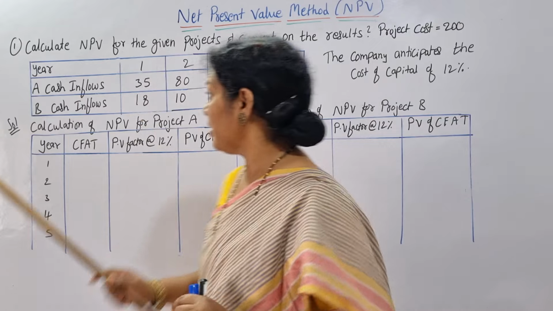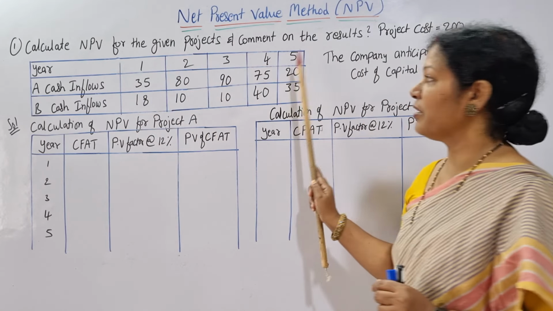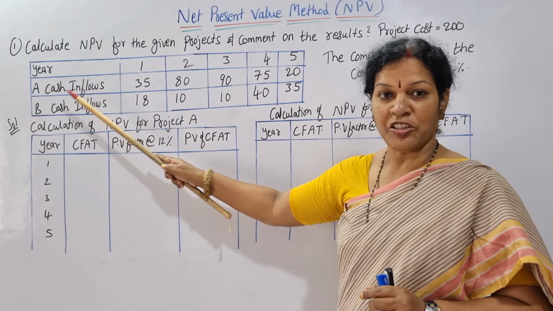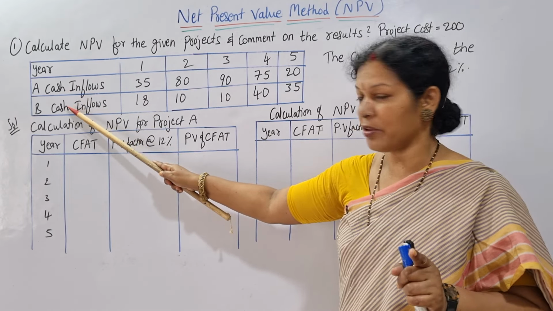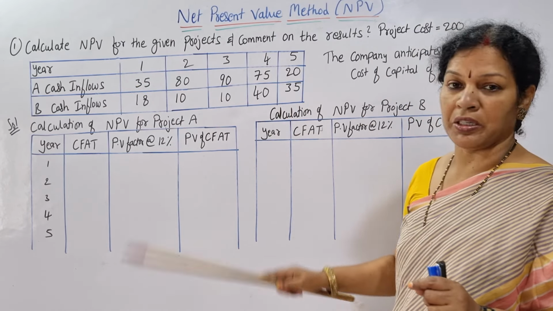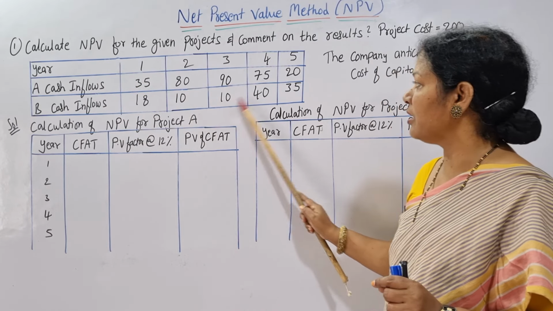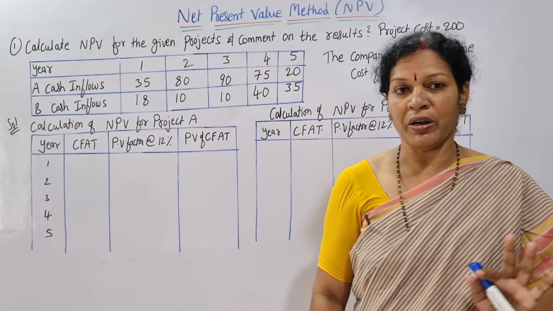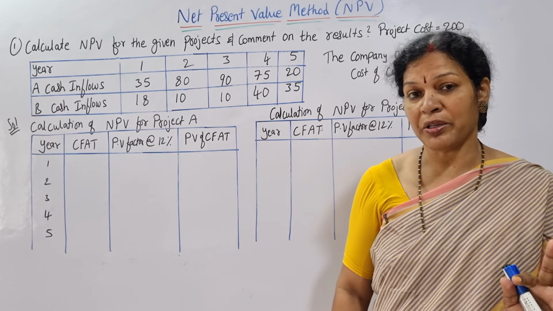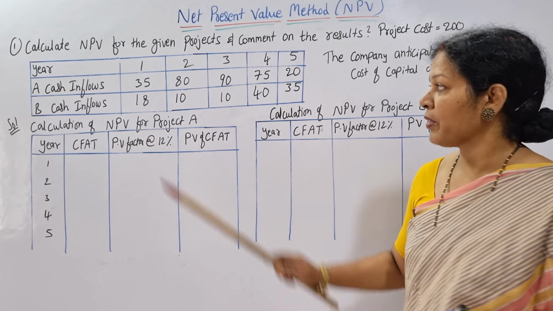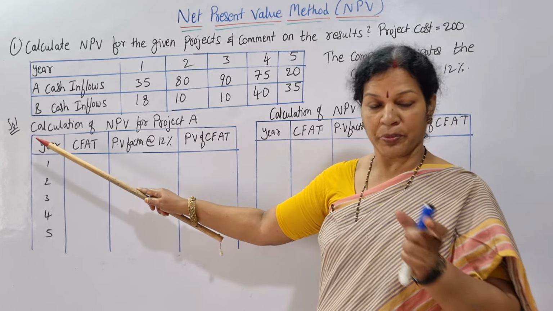Now what is given to us? Year. How many years are there? 5 years. Cost of the project is 200. Cash inflows of project A, project B. For project A it is 35, 80, 90, 75, 20. For project B 18, 10, 10, 40, 35. So this is given to us. What we have to do? NPV we have to calculate for project A and project B separately.